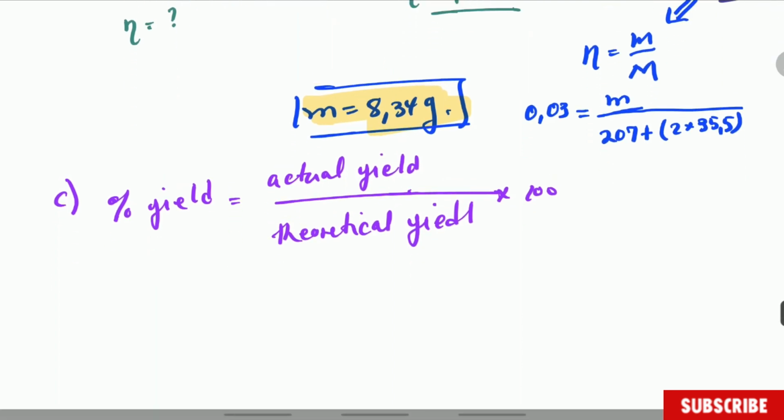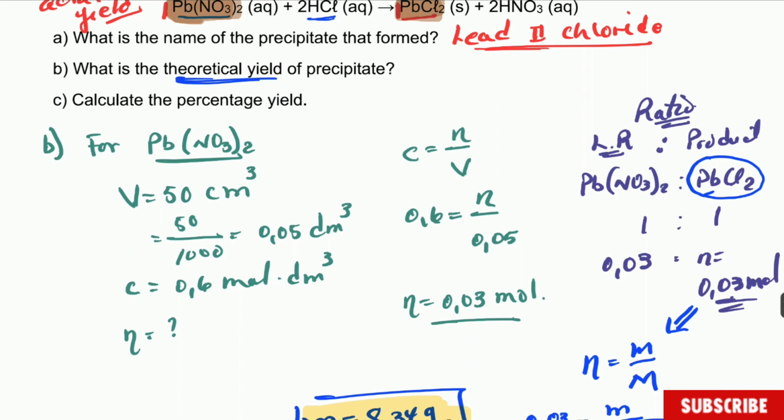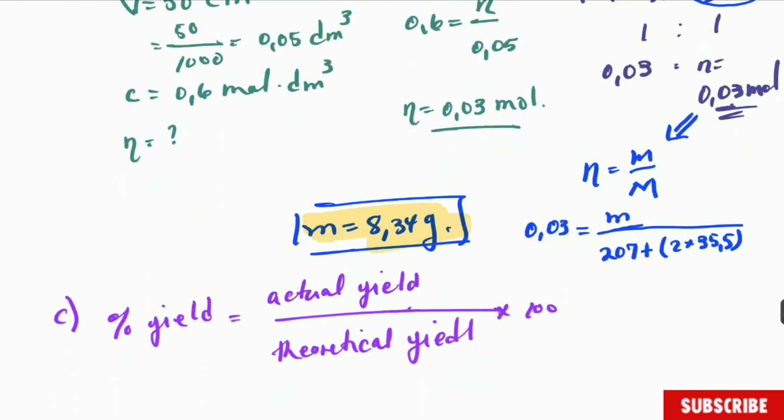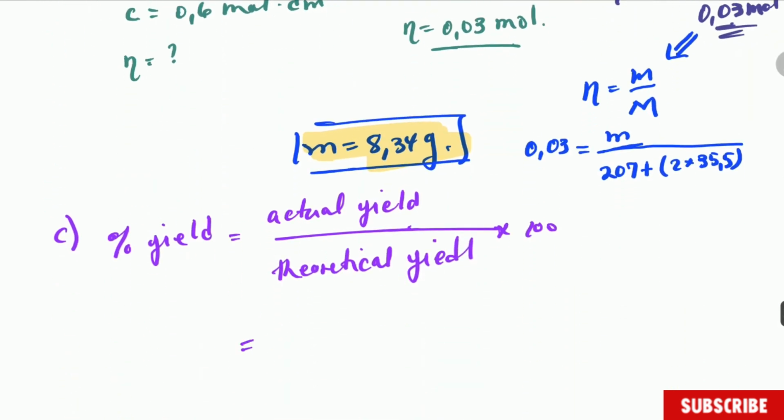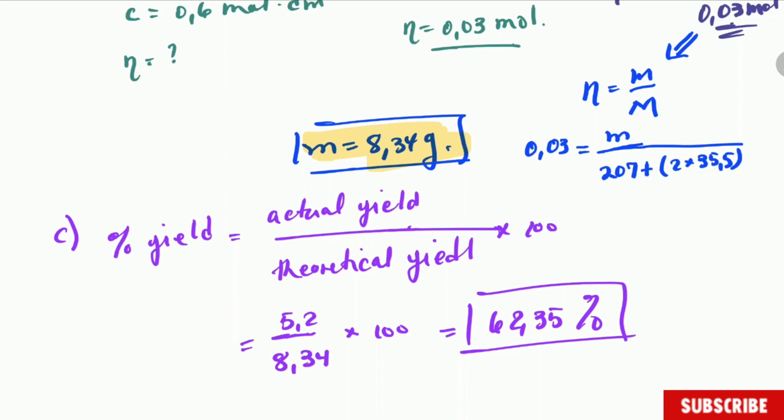The actual yield was given to you and it is once more 5.2. So when you substitute, this is 5.2. The theoretical yield is what we calculated, 8.34, multiplied by 100. When you solve that one, it will give you that the percentage yield was 62.35%. That is the answer for D.